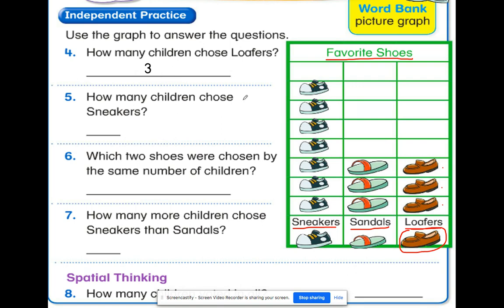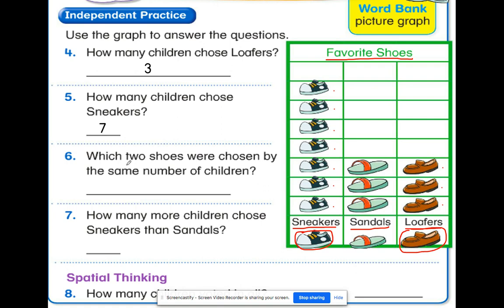Number 5, how many children chose sneakers? So let's look at the sneaker column, and we're going to count the pictures to figure out this answer. So how many children chose sneakers? Let's count. 1, 2, 3, 4, 5, 6, 7. So 7 children chose sneakers as their favorite shoe.